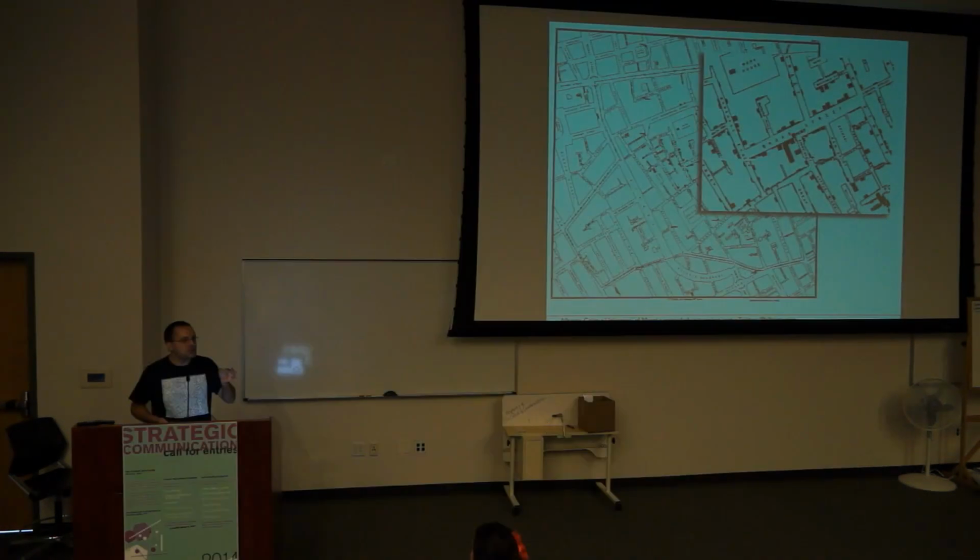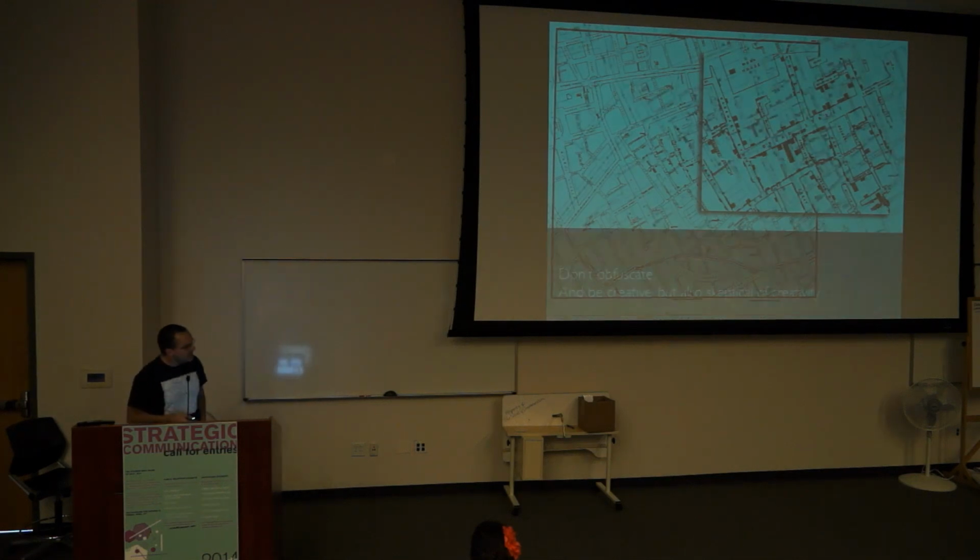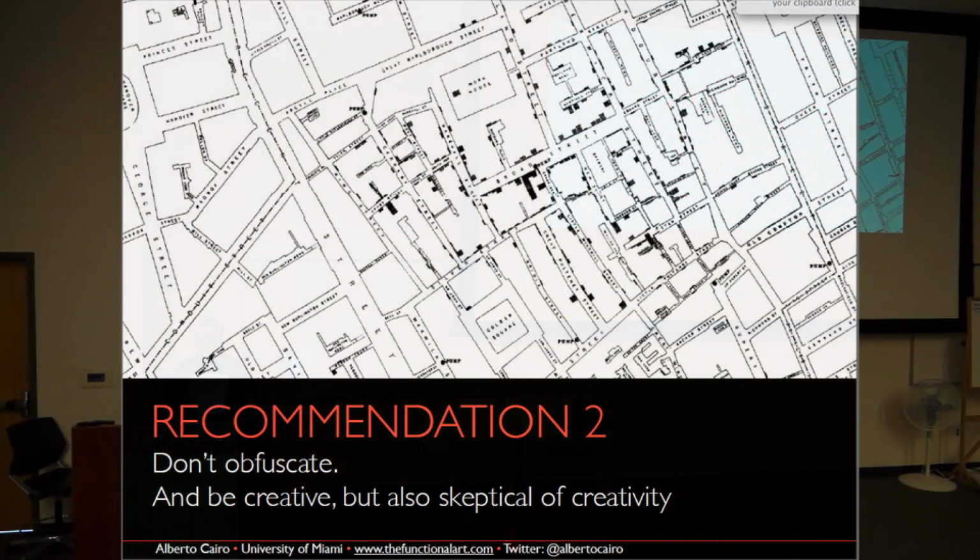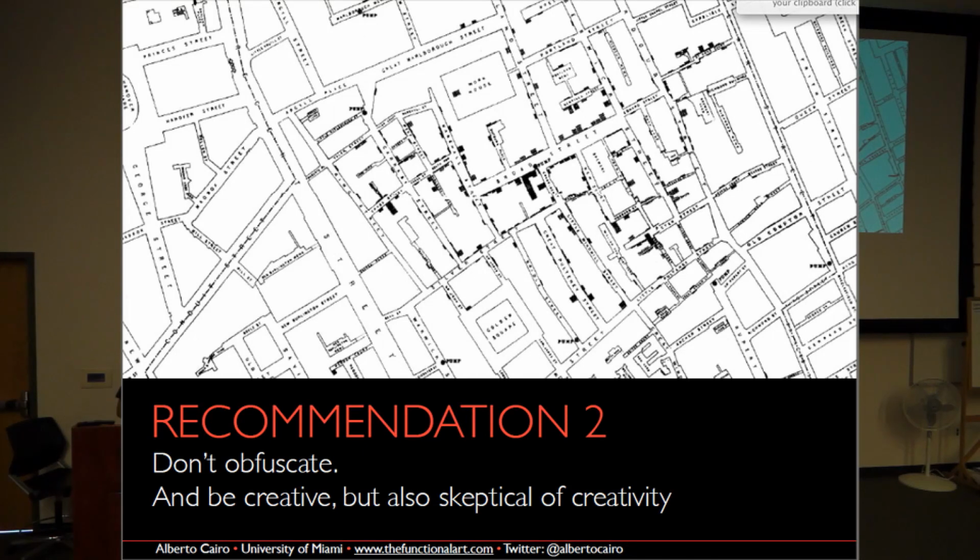Pay attention to exceptions. Always pay attention to the context of the data, to variables that could affect the story that you're trying to tell. That is the first recommendation. Second recommendation, don't obfuscate. Don't try to create something that is overly complex. This is the mirror image of what I said before, okay? Don't oversimplify, but don't overcomplicate.